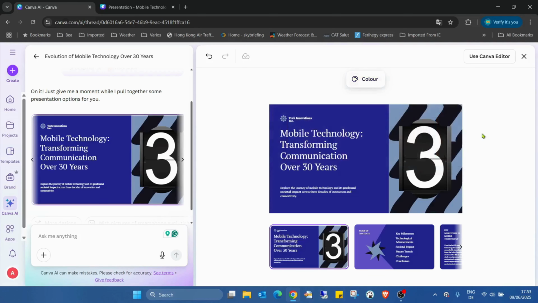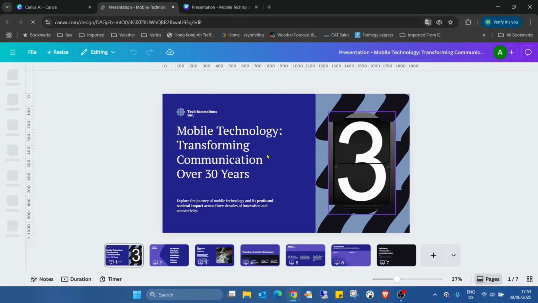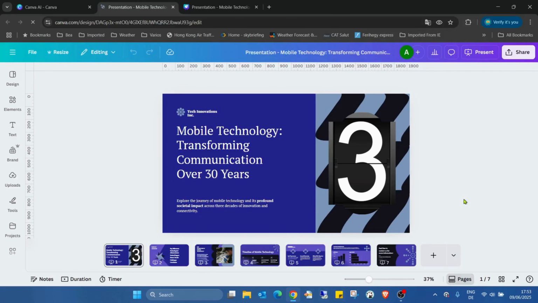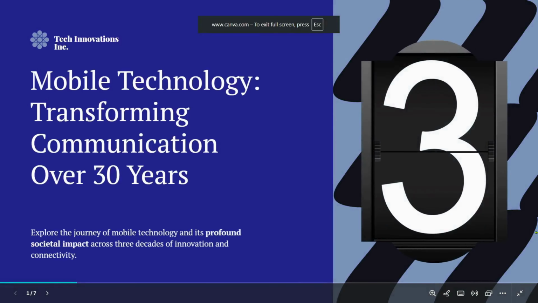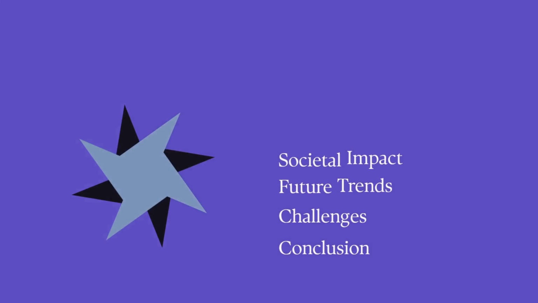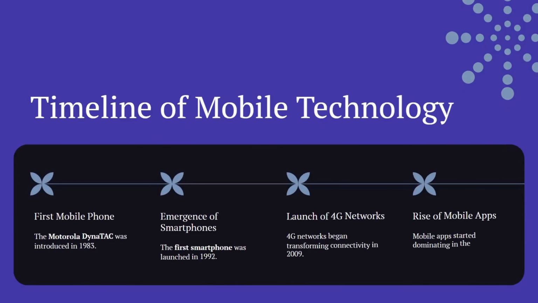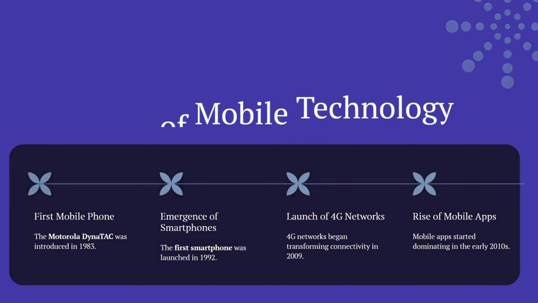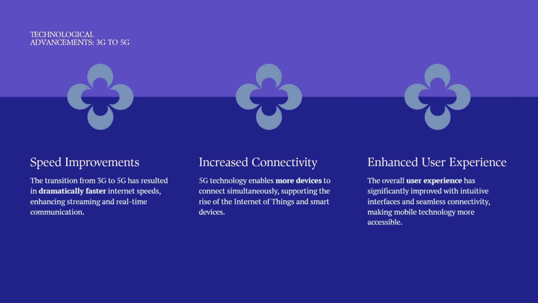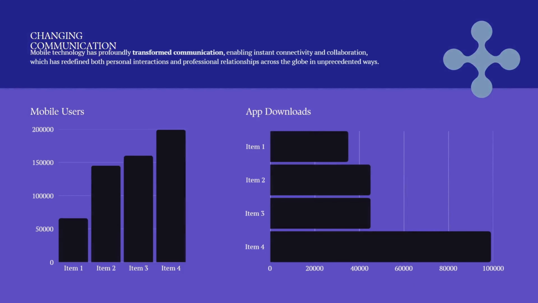And if you would like to edit, we just have to click on use Canva editor, and the presentation will be opened in the Canva editor. And as you can see, I just opened it. Even the animations are added automatically, which is also pretty nice. And it's really amazing how this AI can generate this very basic presentation for us.